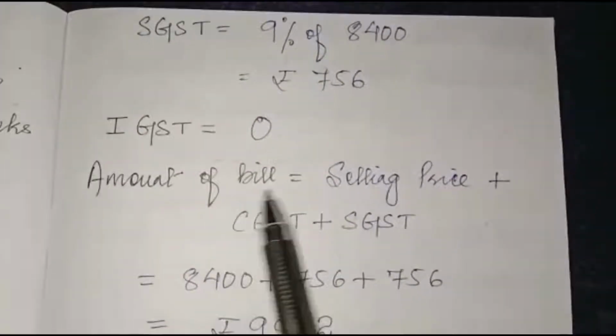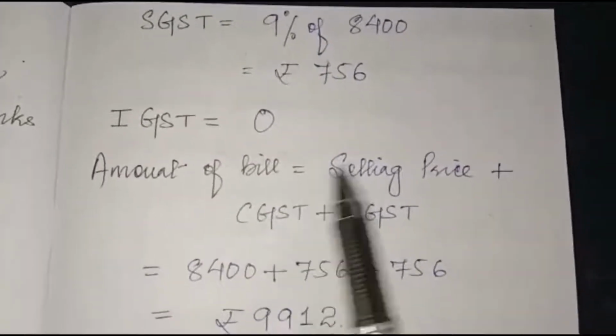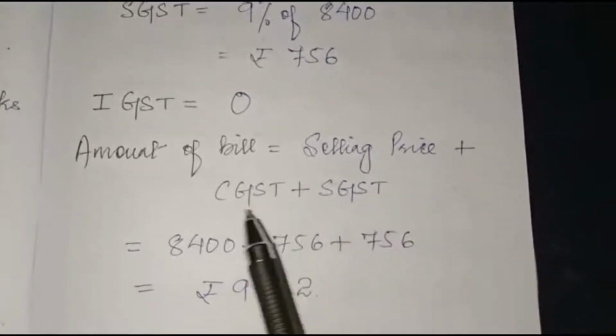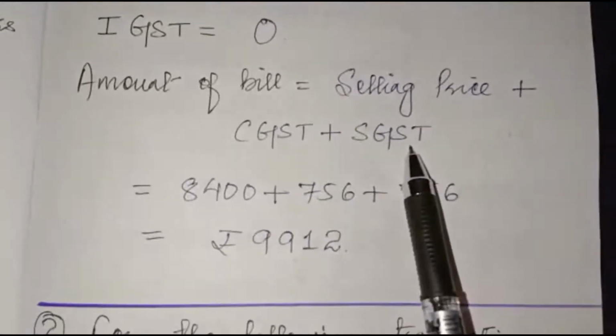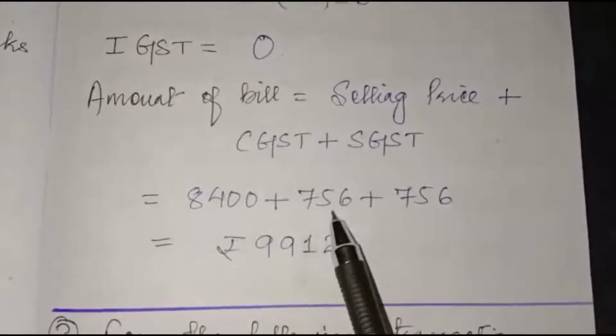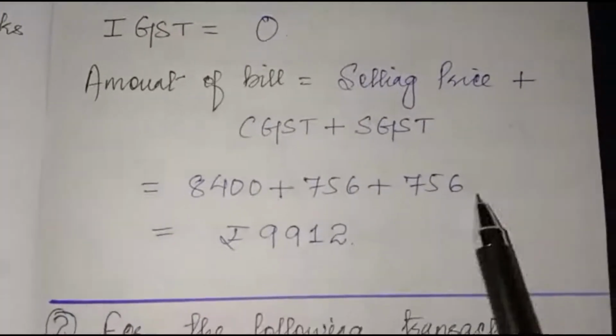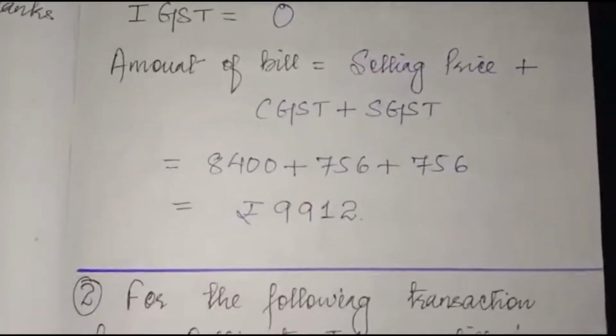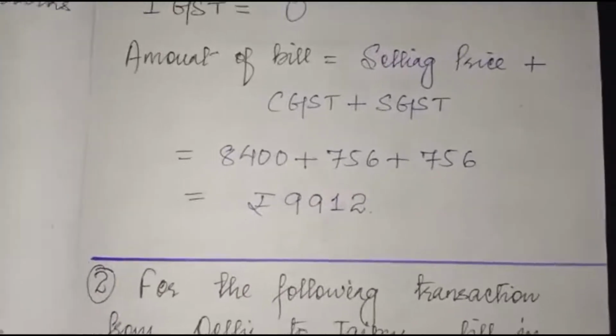So you have to find the amount of bill. To find the amount of bill, selling price plus you have to add CGST and SGST. So 8,400 plus 756 plus 756, which is rupees 9,912.